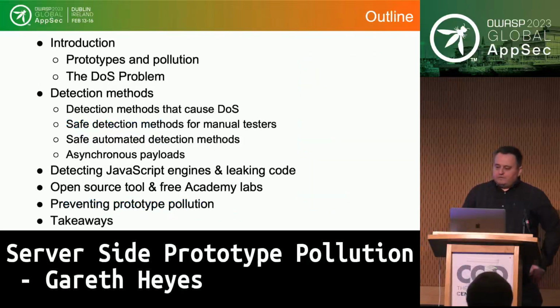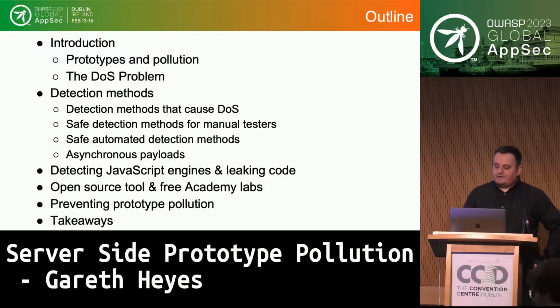So first, I'll give a brief introduction to JavaScript prototypes and prototype pollution. Then I'll discuss why denial of service is a big problem. Then next, I shall cover the detection methods. I'll go through my first failed attempts that caused denial of service. Then I'll cover useful techniques that you can use as a manual tester to find prototype pollution. Then I'll cover automated detection methods that I've implemented into a scanner.